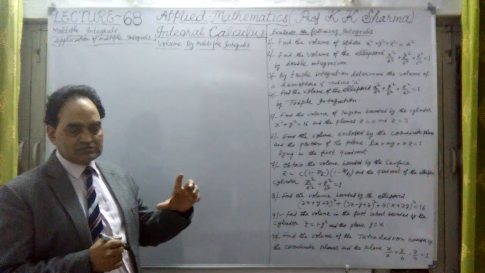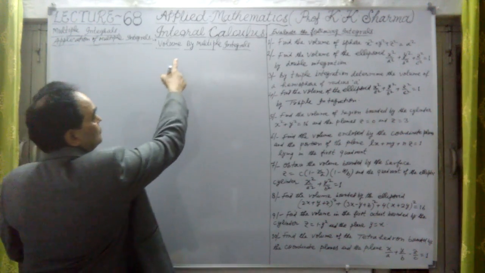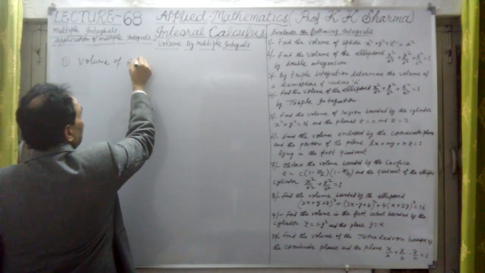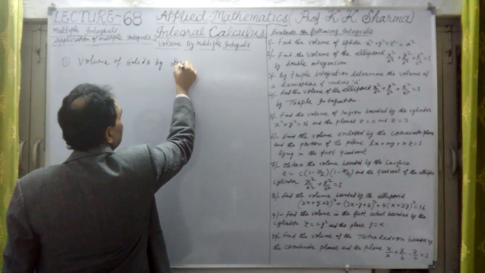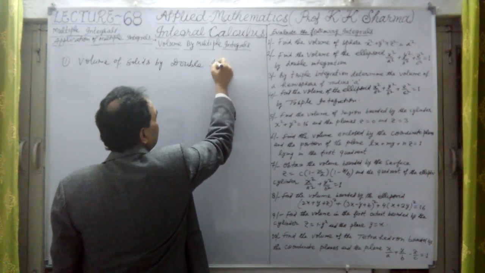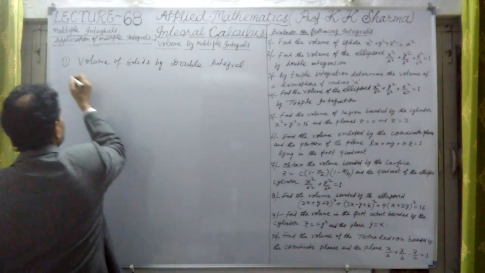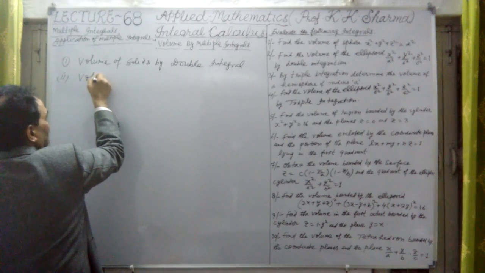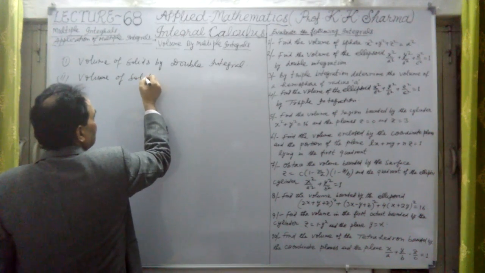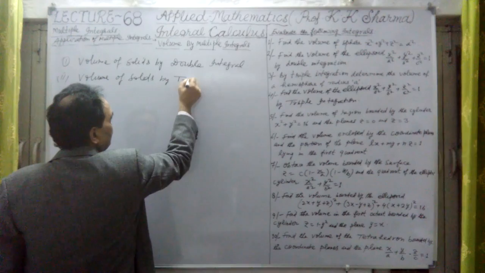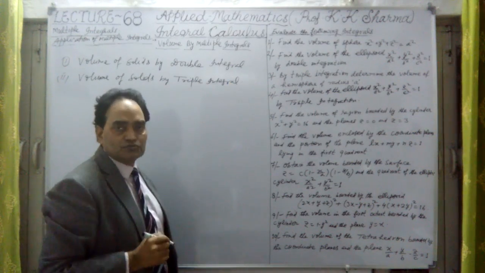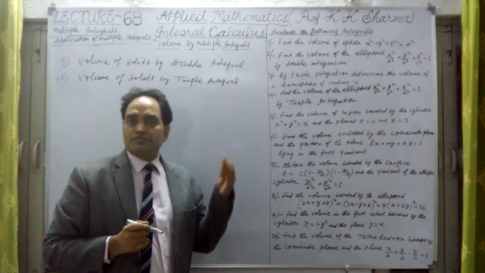So I have to talk first about the volume of solids by double integration. Let me write here, the first is volume of solids by double integrals. This is under the multiple integral. First I'll talk about how to find the volume by double integral, and then the second part is volume of solids by triple integral. Volume of solids by triple integrals. These are the two topics today. So volume of solids by these integrals, multiple integrals.